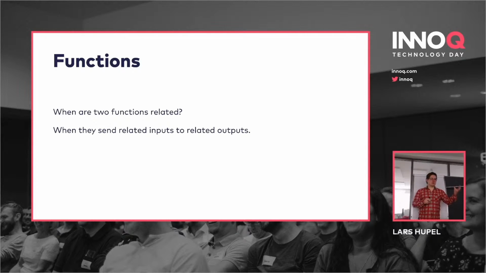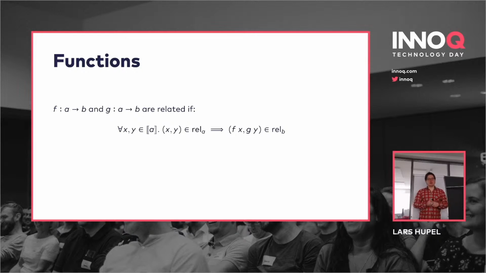So let's take the double example again. Two functions are related if, when I give the second function the double of the first function's input, the result would also need to be double that of the first function. And of course, we can write this down formally. So we can say that f and g are related if for all pairs of related inputs, the outputs of f and g are also related according to a relation.